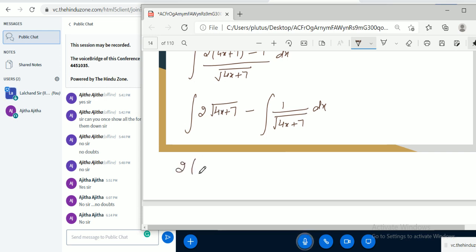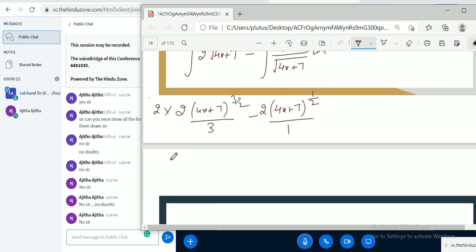2 into (4x plus 7) power 3 by 2 divided by 3 by 2, so 2 will be in the numerator. Okay. The integral of the second term will be (4x plus 7) power minus 1 by 2 plus 1, that is 1 by 2, divided by 1 by 2, so 2 will be here. Okay. This is the final integral. So we can write 4 by 3 (4x plus 7) power 3 by 2 minus 2 (4x plus 7) power 1 by 2 plus c, isn't it?